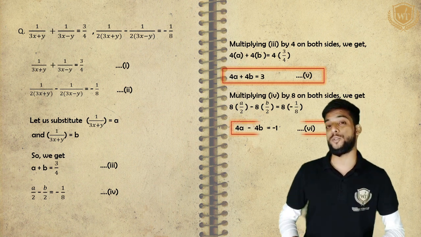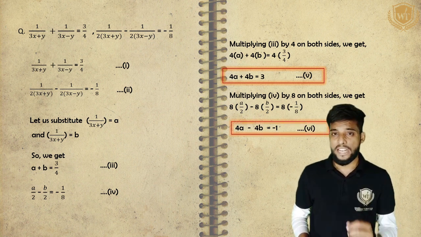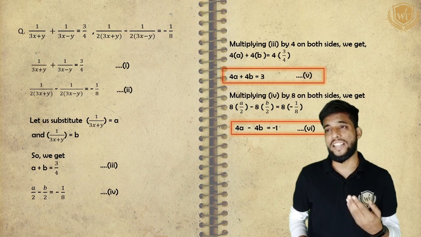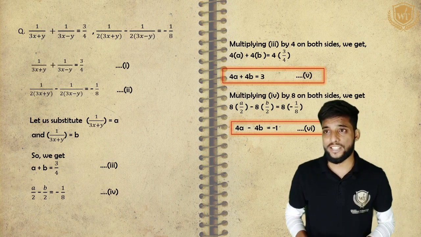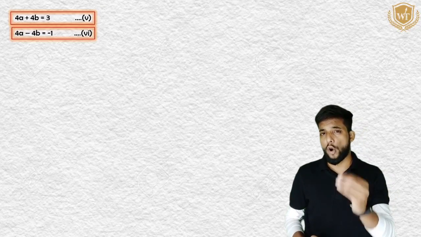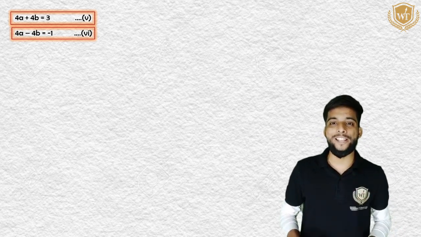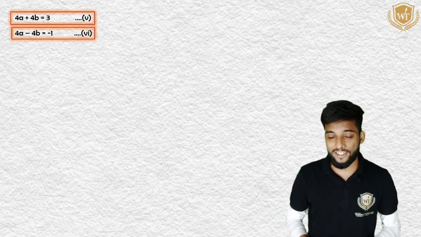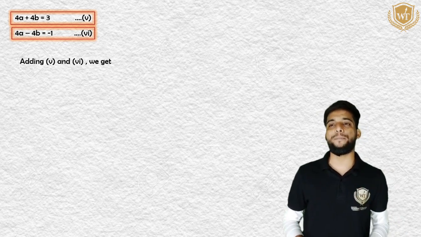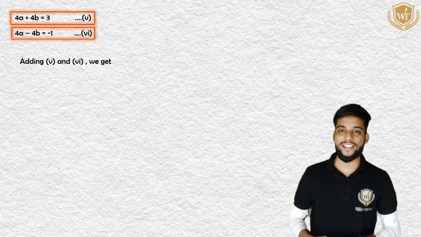Equation number 6, students. Highlight it. Now what we are going to do is we are going to solve equation number 5 and equation number 6 because we have simplified them. Now if you observe, students, we have 4b and minus 4b. The coefficients are same and the signs are different. So let us simply add both the equations and get our answer.